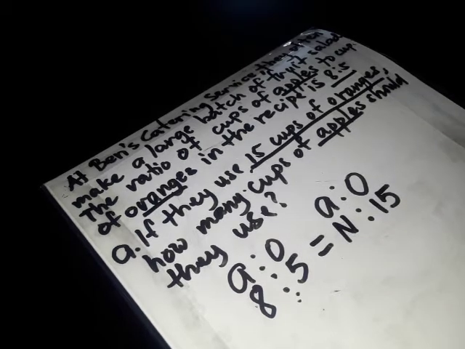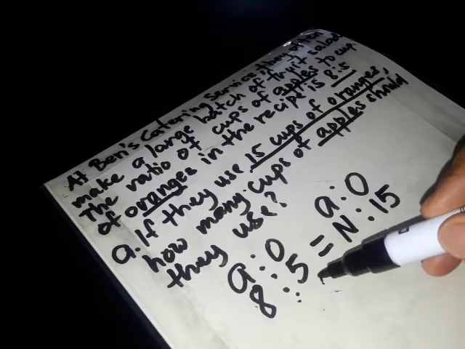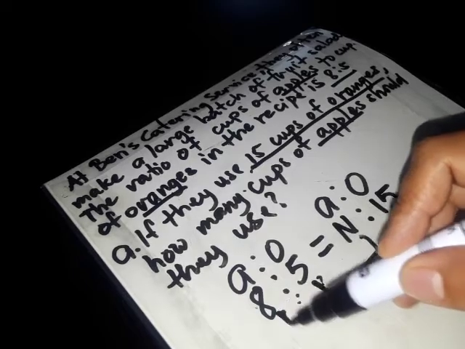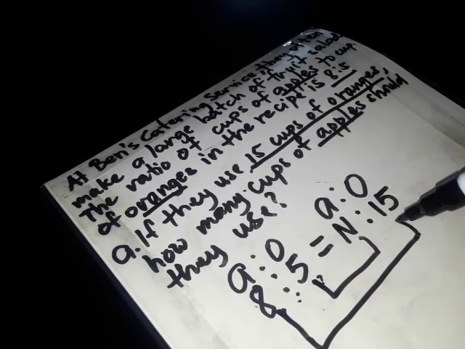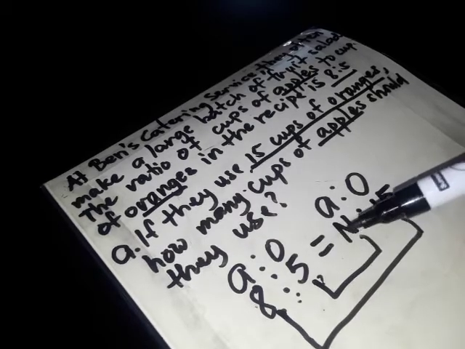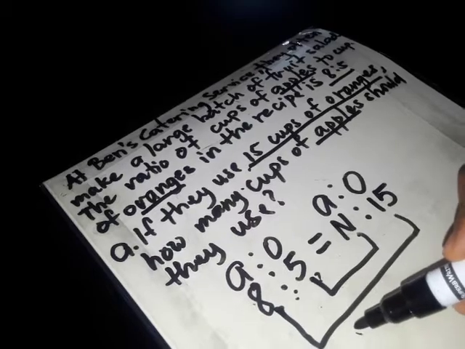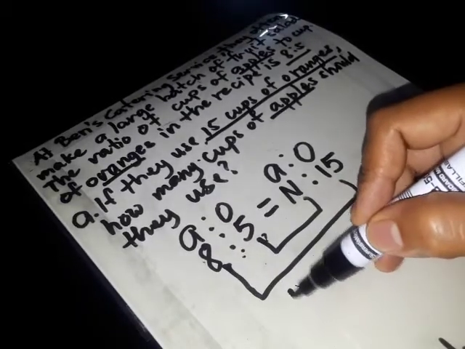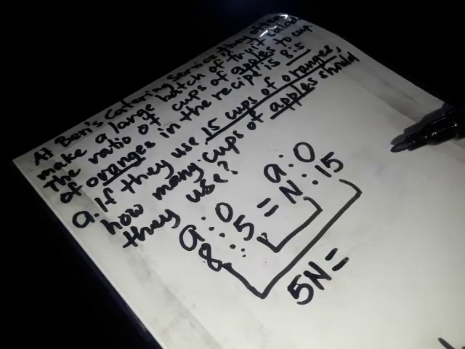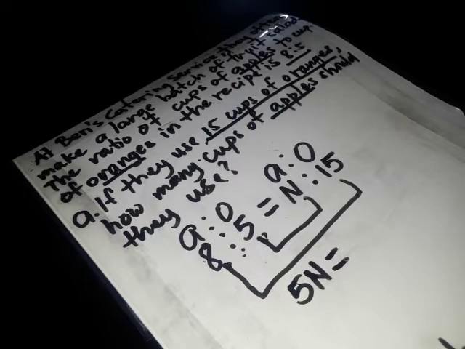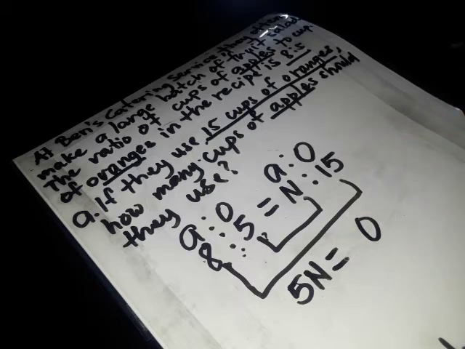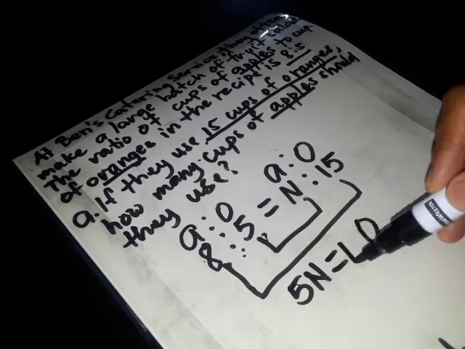Okay? Next. So, pwede na natin gawin ang extreme and mean. Ganyan na lang siya, since ganito yung ginamit nating method. So, i-multiply natin ang nasa loob. So, 5 times N is equal to 15 times 8. Ilan ang 15 times 8? 8 times 5, 40. Carry 4. 8, 9, 10, 11, 12. So, 120.